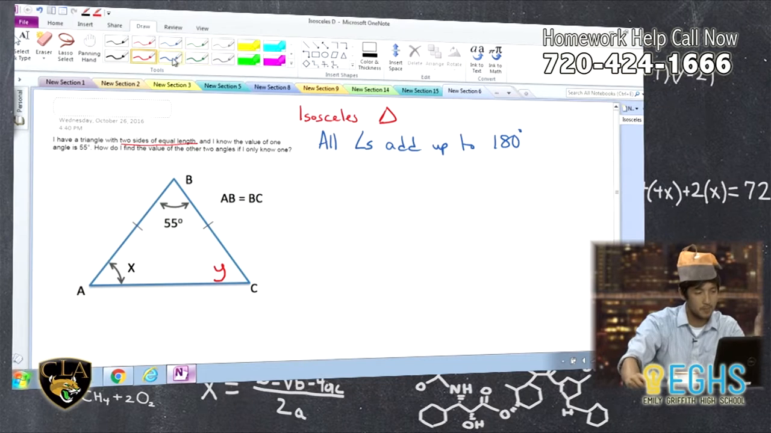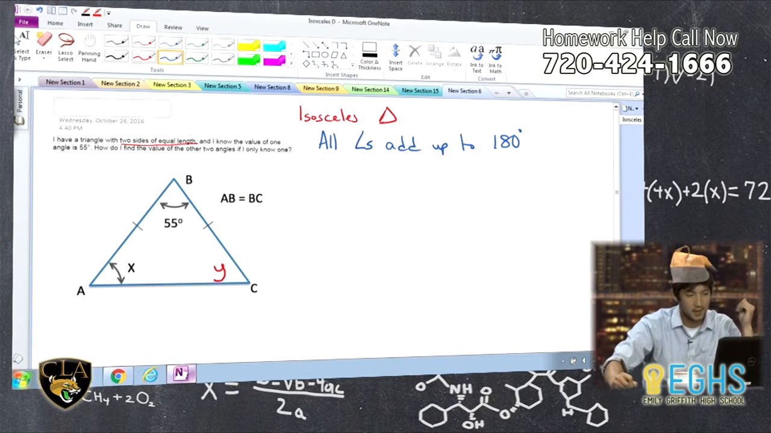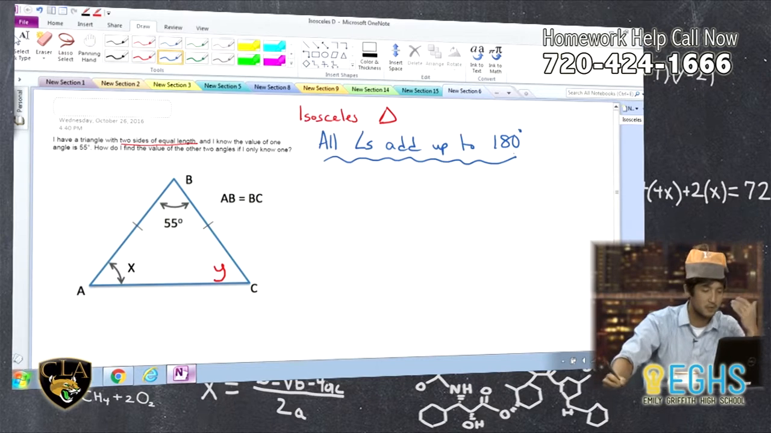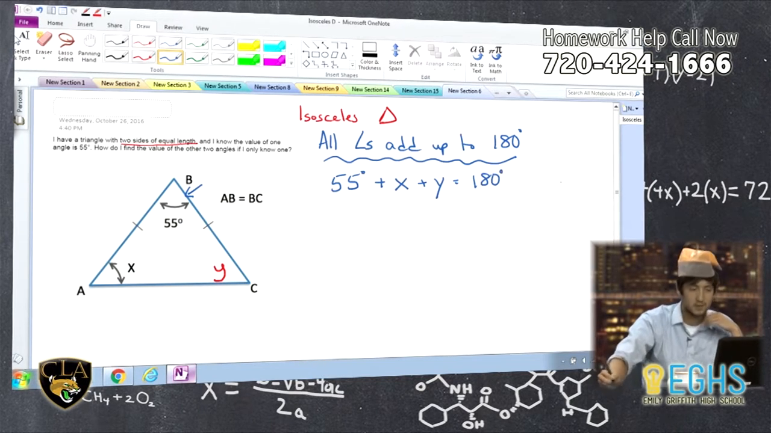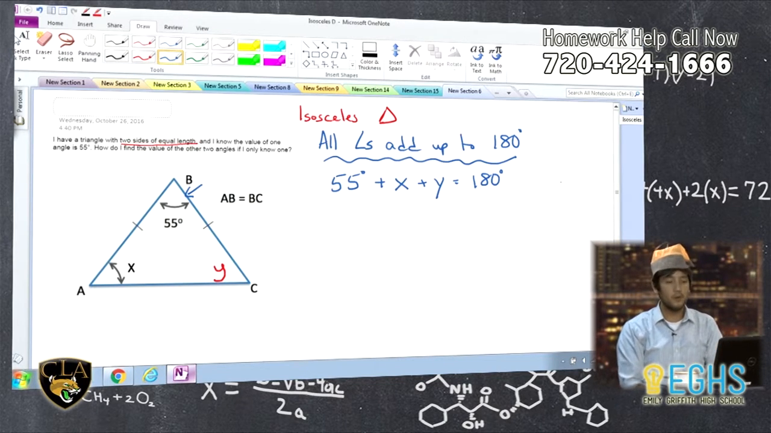The problem that comes up is you say, I know all these angles add up to 180 degrees because it's a triangle. So I could write an equation: this 55 degree angle, plus this other angle I'm calling x, plus this other angle y, should add up to 180 degrees. The problem is that I've got one equation and two variables, so using all the strategies we have for solving equations, it is not possible to figure out either of the angles individually.